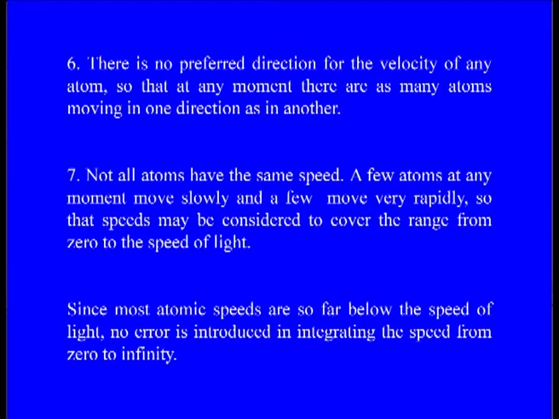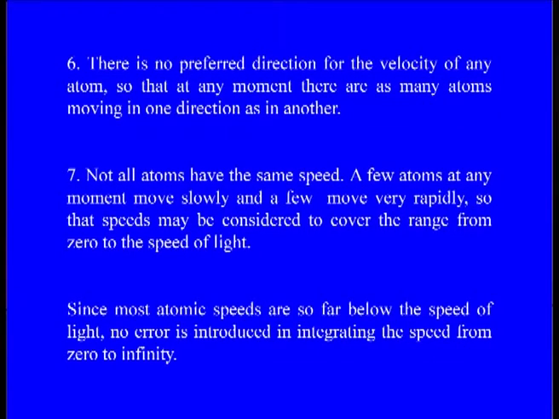Seventh, not all atoms have the same speed. A few atoms at any moment move slowly and a few move very rapidly. So, speeds may be considered to cover the range from 0 to the speed of light. However, no atoms can achieve the speed of light, but for the sake of calculations we can take the velocity from 0 to infinity. There will be no error introduced, because there are no atoms whose velocity approaches the velocity of light. Since most atomic speeds are so far below the speed of light, no error is introduced in integrating the speed from 0 to infinity. Now, let me summarize in a very short form the assumptions which we have discussed already, and which will be used in doing the calculation.